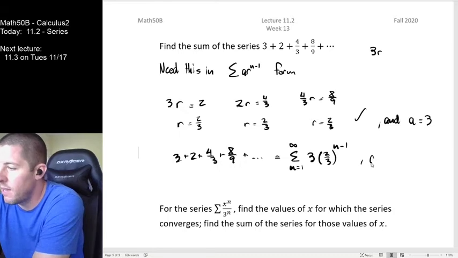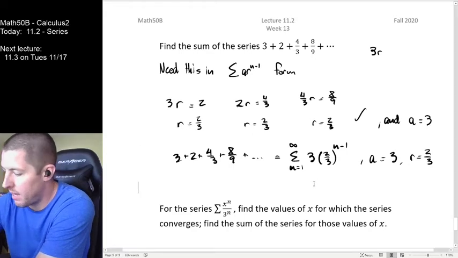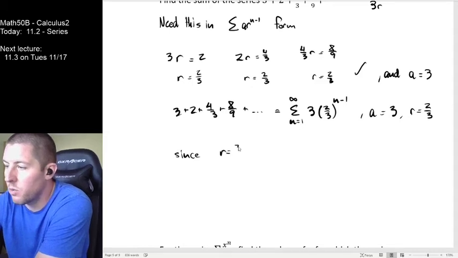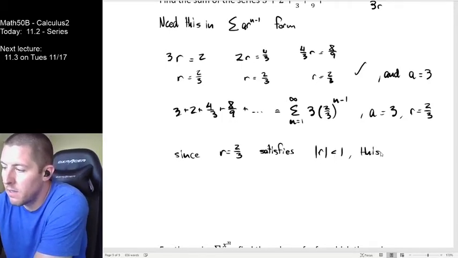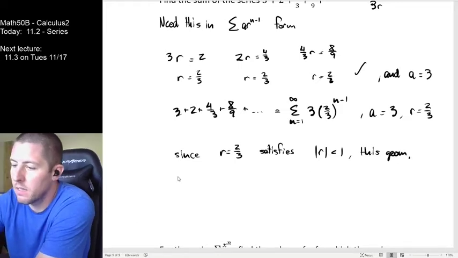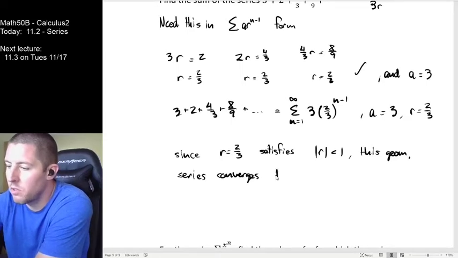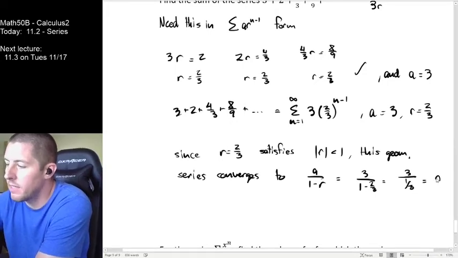Right? So here we can see a equals 3, r equals 2 thirds. And so I think that I can now say, since r equals 2 thirds satisfies absolute value of r is less than 1, this geometric series converges to a over 1 minus r. a is 3 over 1 minus 2 thirds. That's 3 over 1 third, and that is 9.